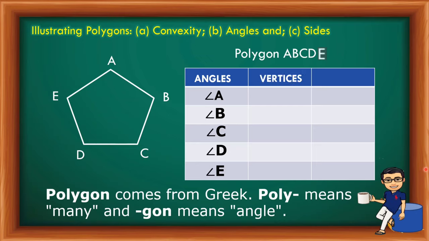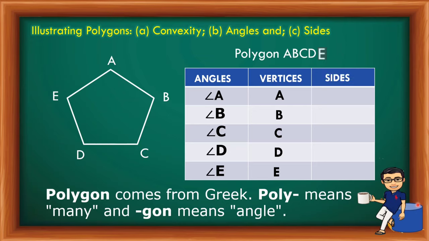How about the vertices? Sabi natin, ang vertices ay endpoint ng segment o endpoints ng side ng ating polygon. Ito yung mga endpoint. Ito din, ito din, ito din, ito din. That means to say, yun yung ating vertices: point A, point B, point C, point D, and point E.